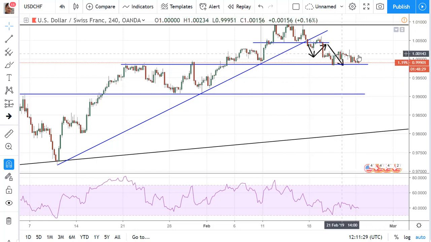If you want to trade this, I would take a short at 1.002, for example, and then take my profit around here, let's say 0.999, for example. A short move if you want to trade it intraday or get some profits along the way.